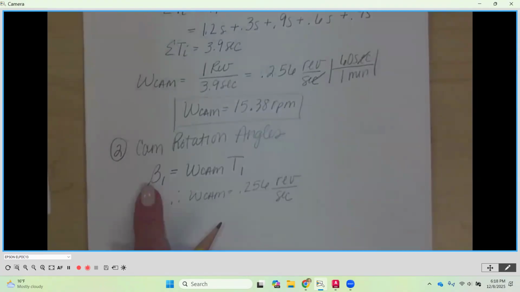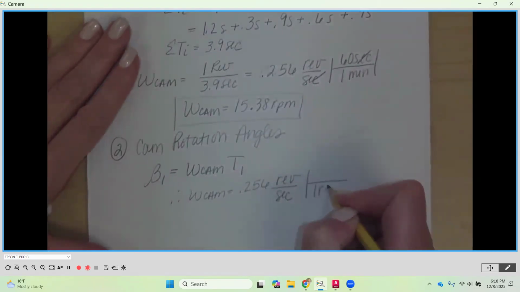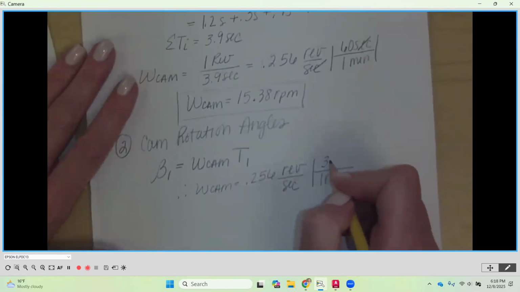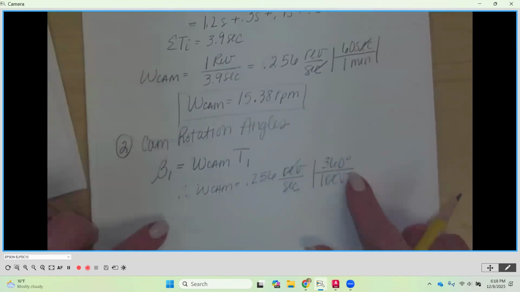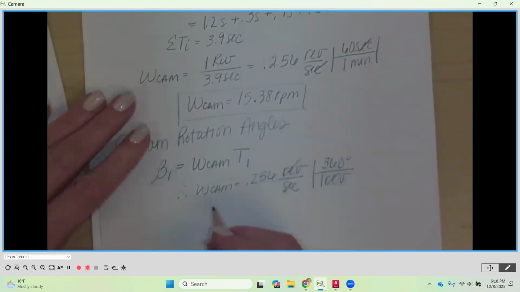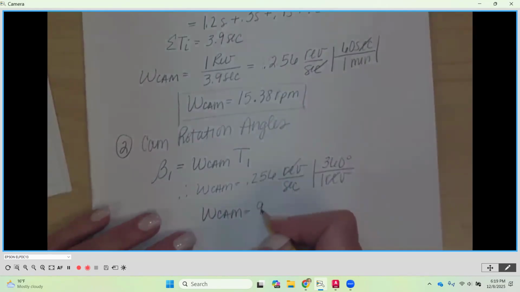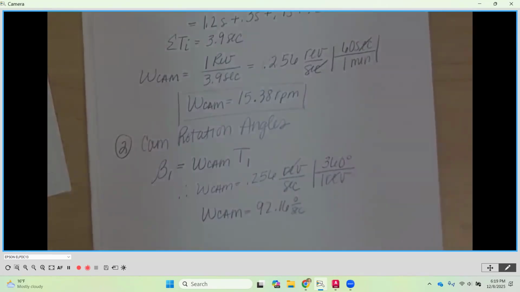Now, remember, we want beta in degrees. We want to know how many degrees of a revolution, not how many revolutions there are. So we know that in one revolution, if we put that on the bottom here, how many degrees? 360, right? Revolutions cancel out. So our angular velocity of our cam is going to be equal to what? Is it going to be equal to about 92.16 degrees per second? About? Do you guys get that same number? 92.16 degrees per second, okay?